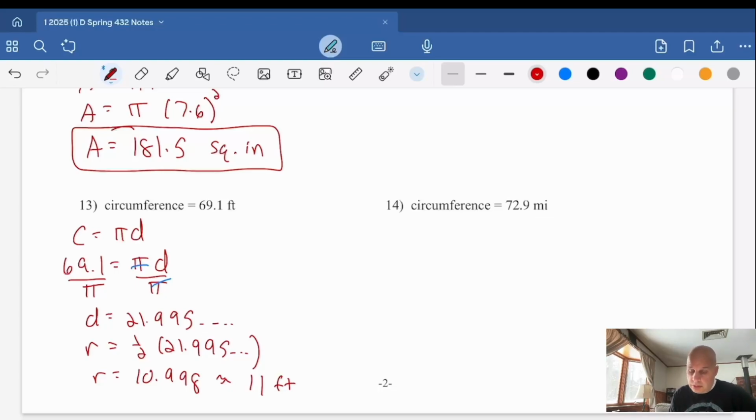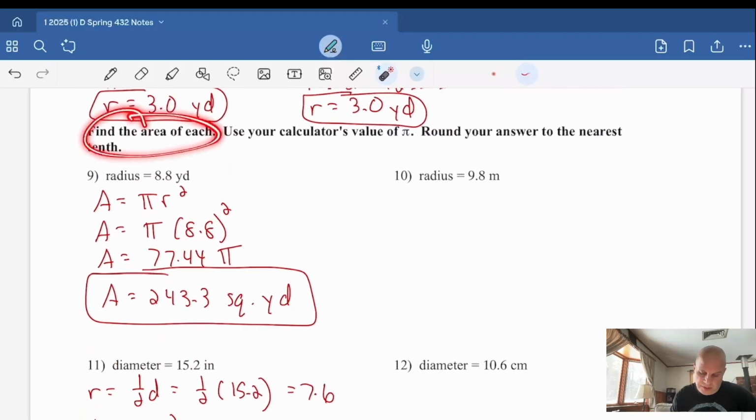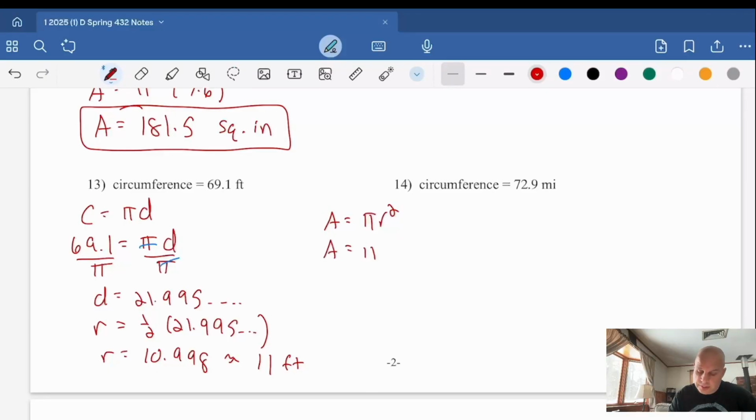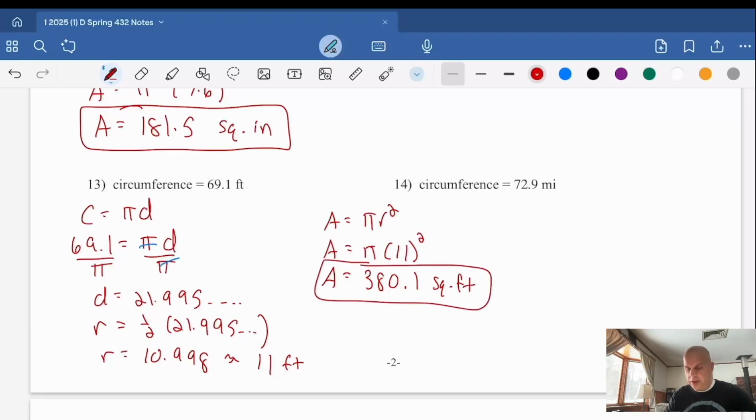Well, that's not our final answer because we want to find the area. If we know the circumference, we just got the radius. Now let's use that radius to get the area. Let's move this over a little bit, get it out of the way there. So we're going to do area equals pi times 11 squared. And if I type that into my calculator, and make sure you go back and try that on your own, you'll get 380.1 square feet for the area of the circle.